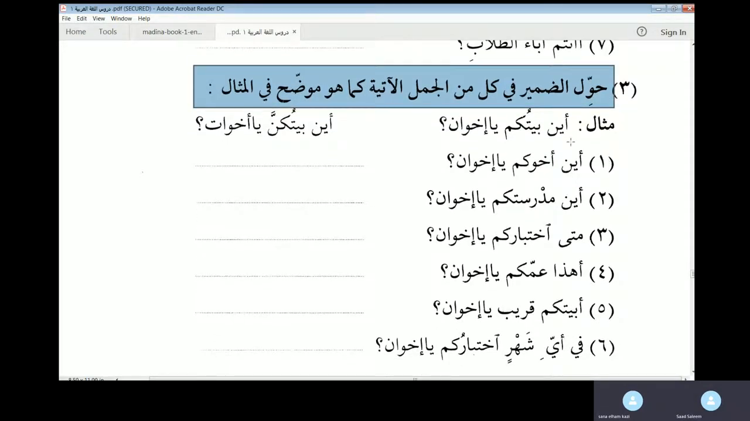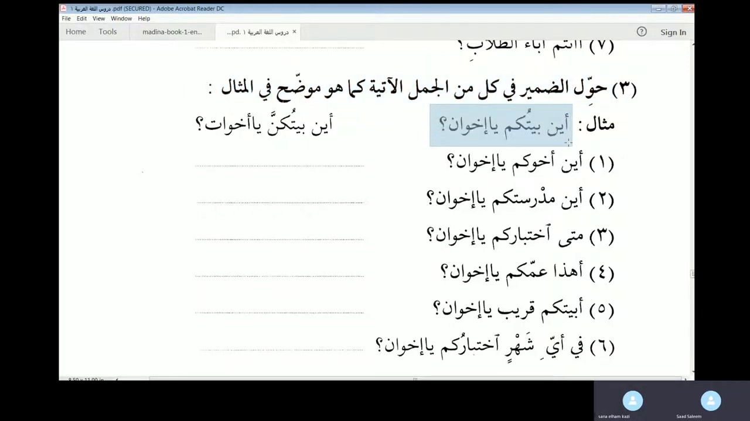Next: how will al-zamir change in each of the following sentences? Kama huwa muwaddahun fil mithali, as shown in the example. Al-zamir is the pronoun, fi kulli, in all of the following sentences, kama huwa, as it is, as shown in the example.